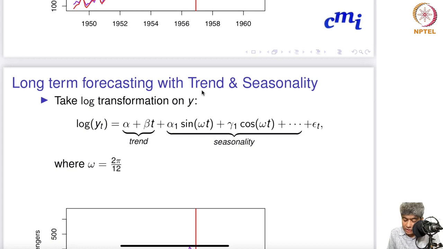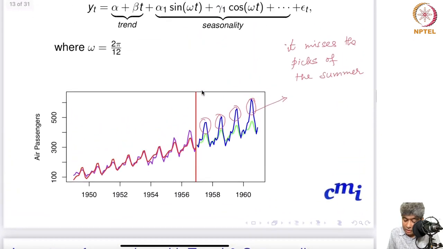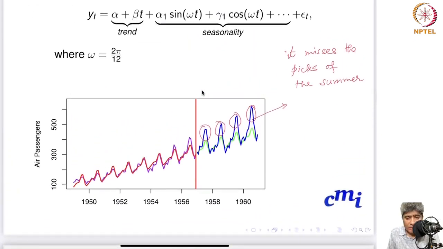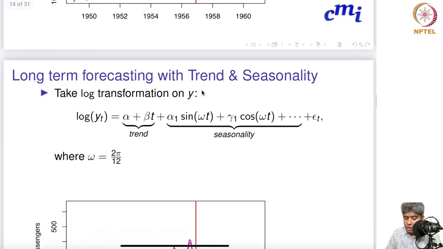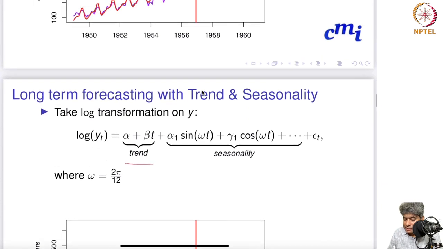Now, in this situation, we thought a transformation might help, because if you look carefully, it looks like these peaks are increasing at an exponential rate. So no harm, try to model it after a log transformation. I kept the right side of the model exactly the same, but on the left side, instead of modeling yt, I took log of yt.